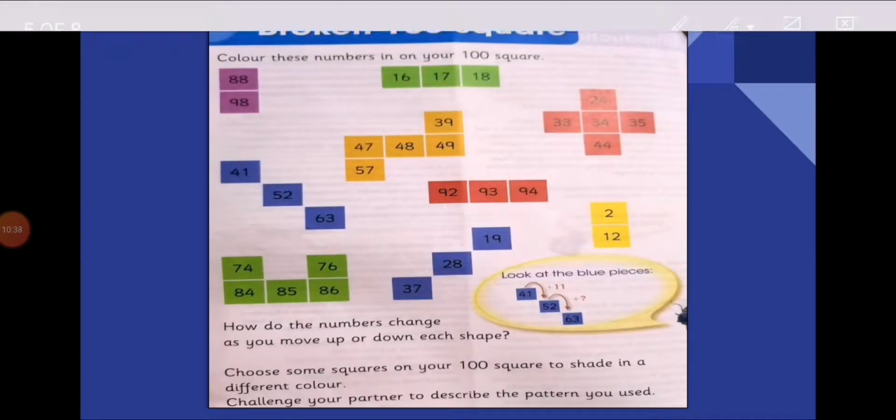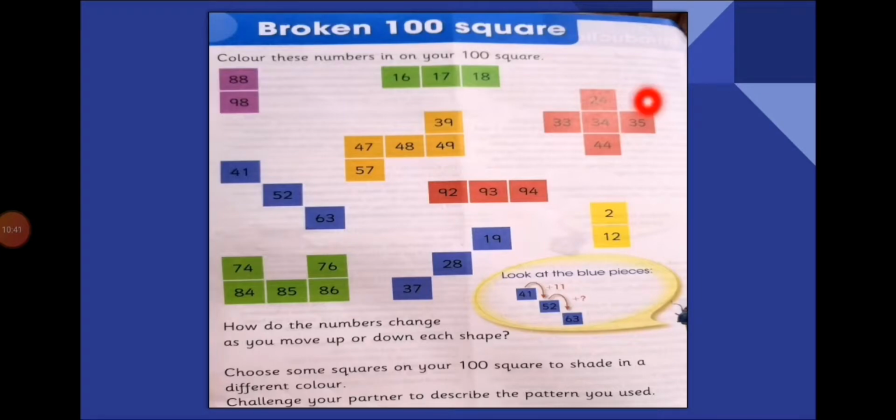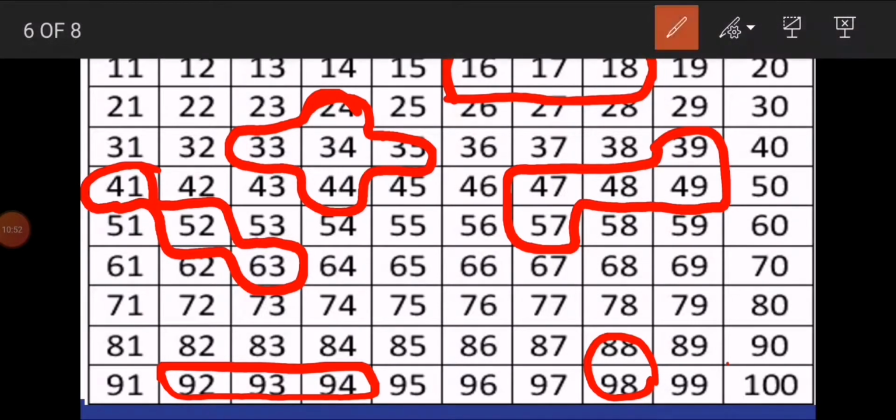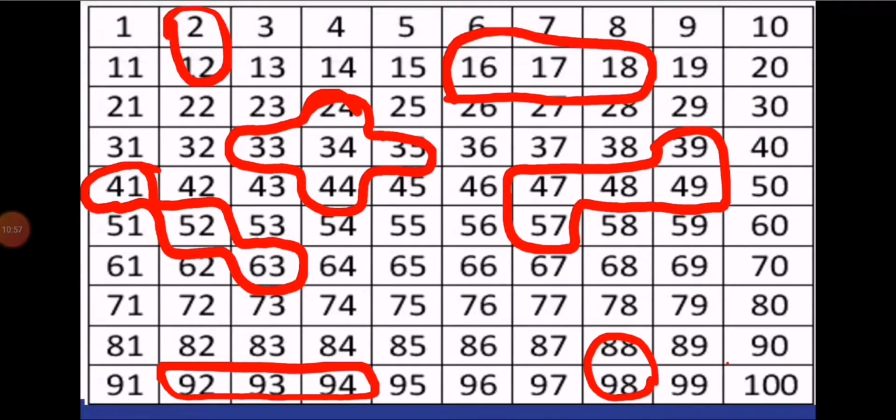Now the next one is 2 and 12. So find 2 in the pattern. Look at the first row. Here is 2 and here is 12. So from 2 till 12, it is moving downward. The pattern is moving from 2 down till 12. So it means it is increased by 10. And we will color this pattern in yellow.